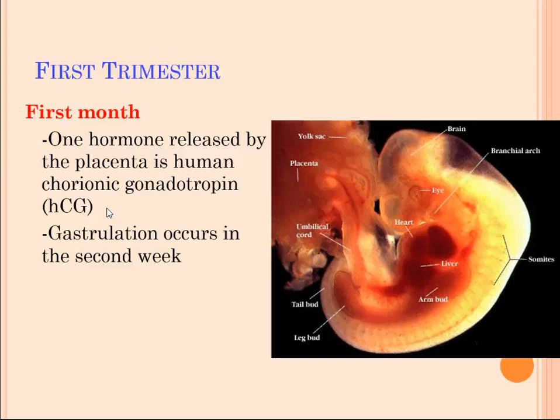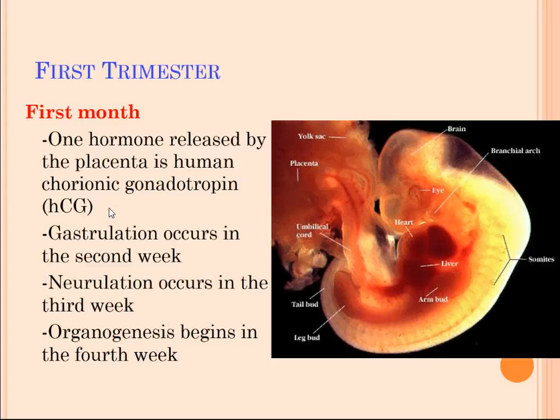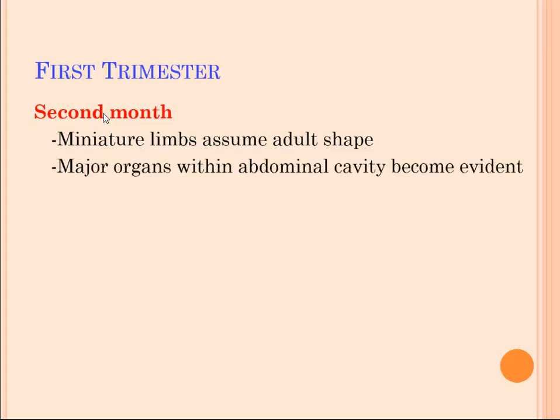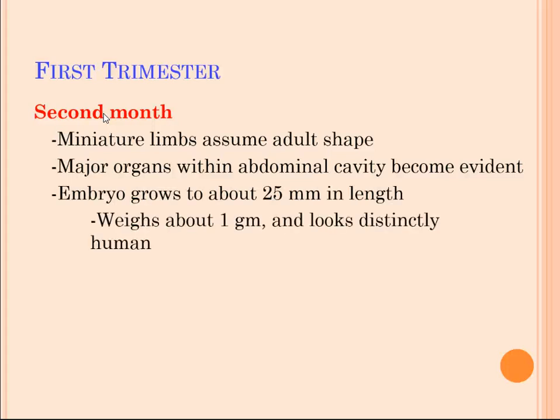But anyway, so gastrulation is going to occur in the 2nd week. Neurulation occurs about a week later. Okay? And then organogenesis is really going to begin at the end of this 1st month. Okay? In the 2nd month, you get your little miniature limbs. Okay? Your major organs like the liver and the stomach and the intestines are going to start to become apparent, right? You're about 25 millimeters, so tiny. That's 2.5 centimeters. That's about an inch. Okay? Weighs about the same as a paperclip and looks more or less human.